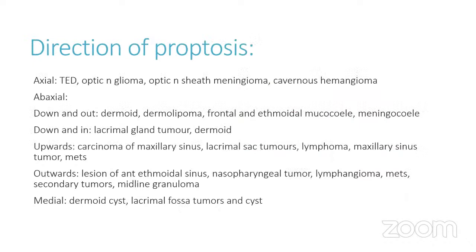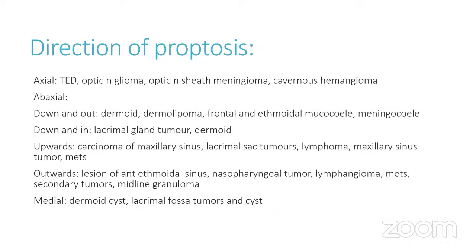The next important thing is the direction of proptosis, because the direction will indicate where it has usually arisen. So proptosis could be of two types. It could be an axial proptosis and an abaxial proptosis. The axial proptosis usually indicates that the conal and intraconal part of the orbit has been involved, like in cases of thyroid eye disease, optic nerve glioma, optic nerve sheath meningioma, and cavernous hemangioma.